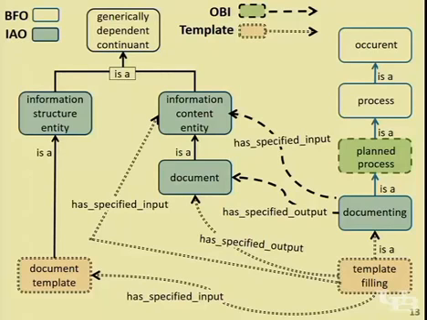So I think that this is right, but then the question is, do we need something like a pure information structure entity? And where would we put your templates? Because your templates now would go under information content entity. And you still then need to distinguish between templates and filled templates, or completed templates. So I think there's still some thinking to be done there.